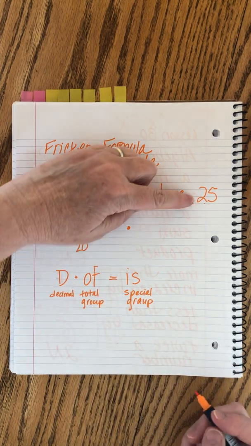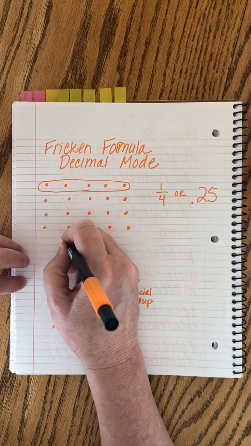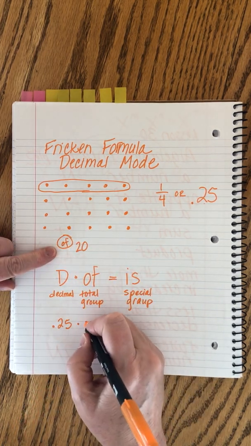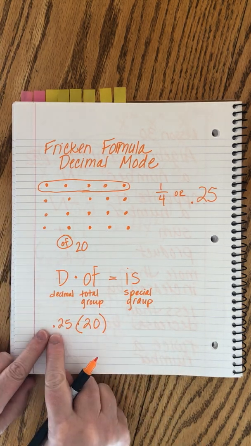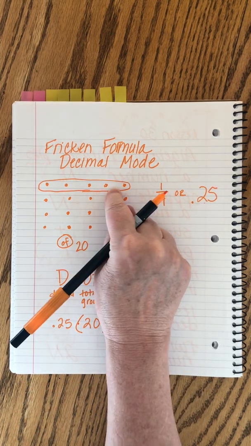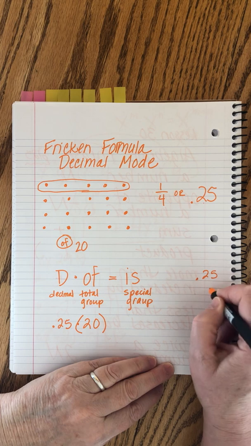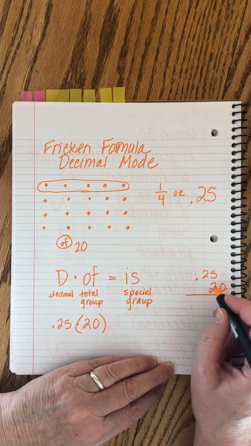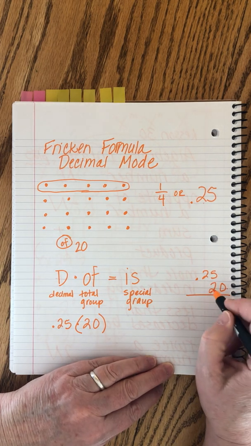So let's test it for this one. We would say that 0.25, this is our of number because it represents the special group, times 20, and I'm going to use parentheses because the dot's just confusing with the decimal. That should equal our special group of 5. Let's see if it works. 0.25 times 20. We can use this trick whenever we're multiplying by a number with a 0. You can just make the 0 hang off and copy it down. We don't have to go through the hassle of multiplying it through.